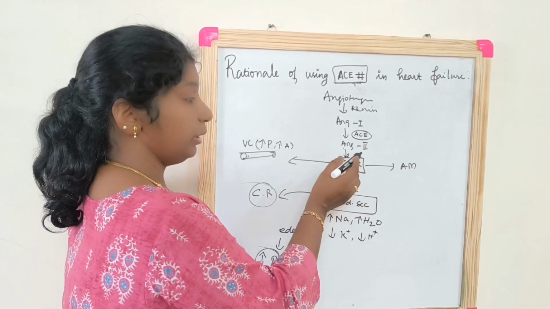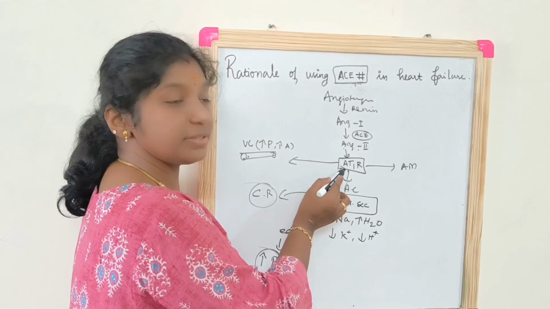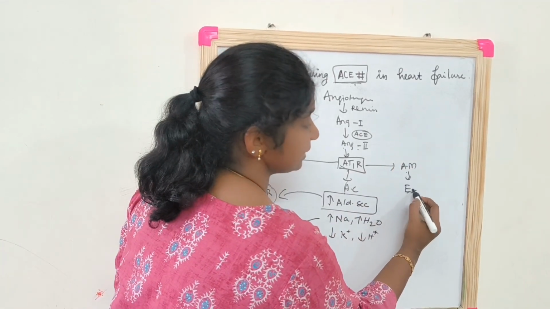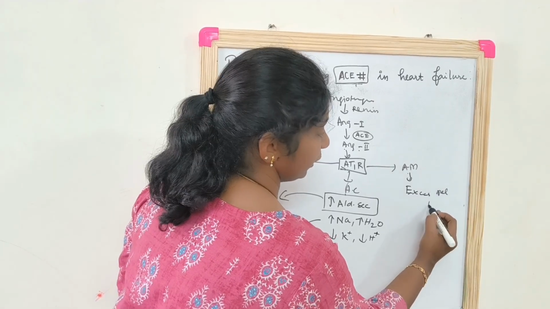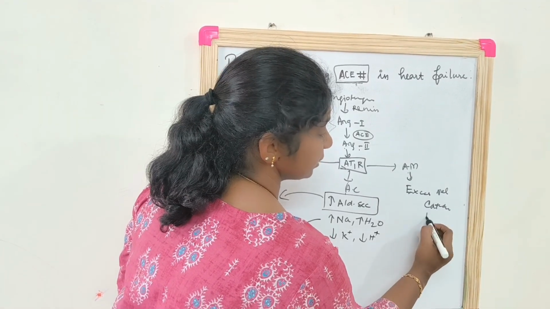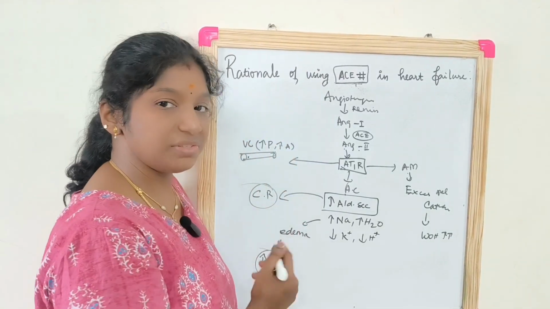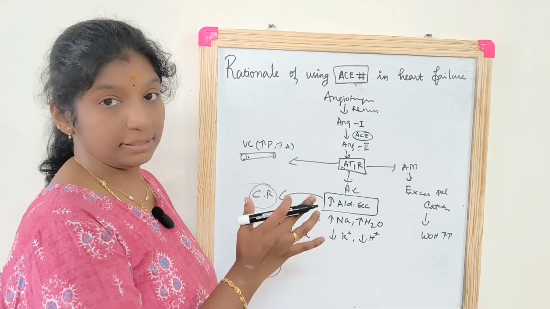Now, when angiotensin 2 acts on angiotensin receptors in the adrenal medulla, what happens? There is excess release of catecholamines. As a result, the work of the heart will increase, which again is dangerous in case of a failing heart. So all these things are happening.